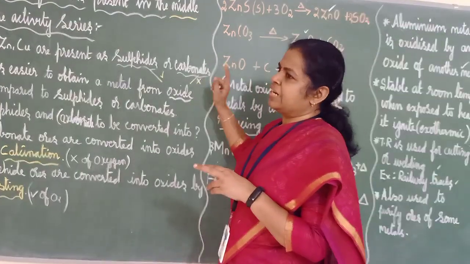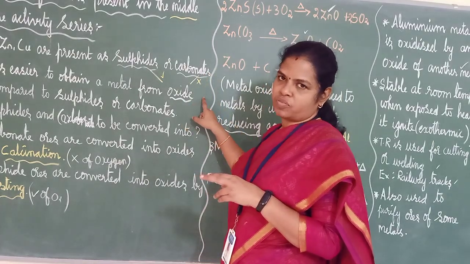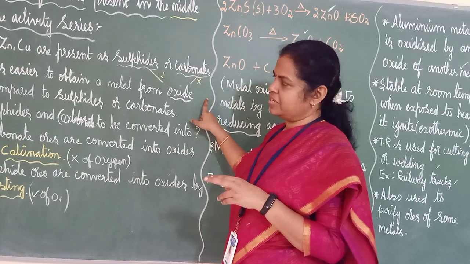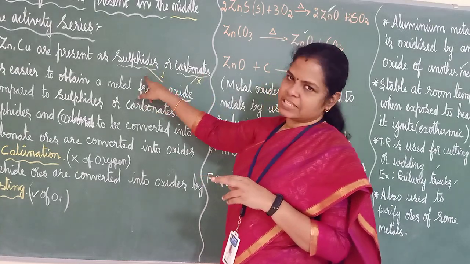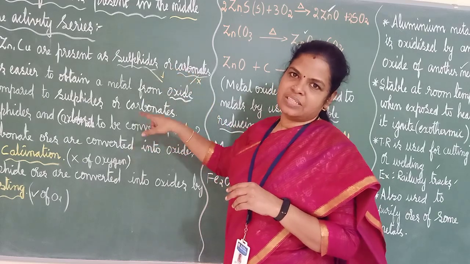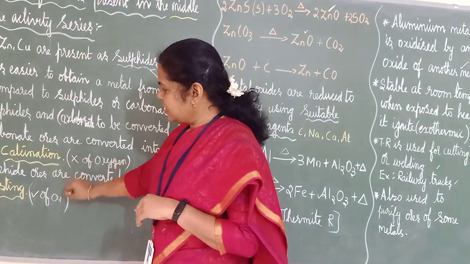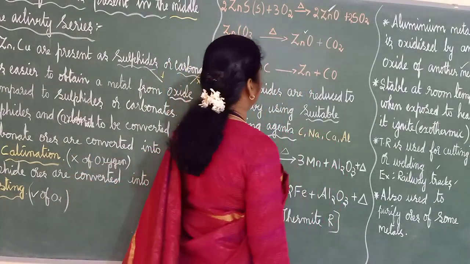Calcination means converting the carbonate ores into oxide ores in the absence of oxygen. That is called calcination. Then converting the sulfide ore into oxides with the help of oxygen is called roasting. Okay, calcination and roasting. We will see some examples.